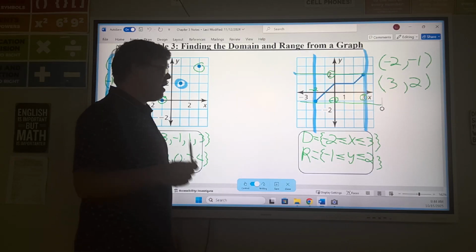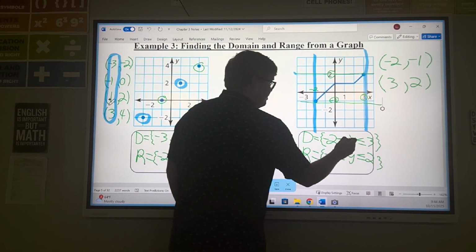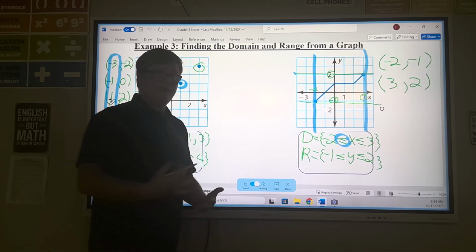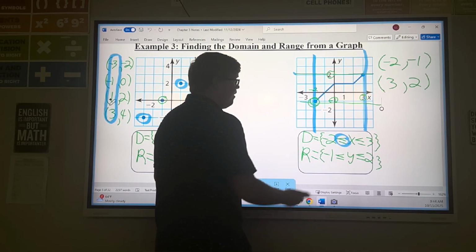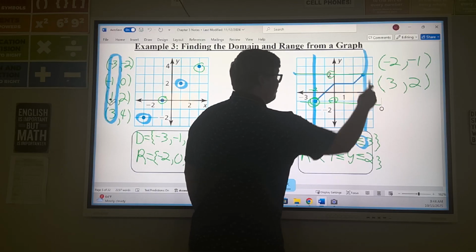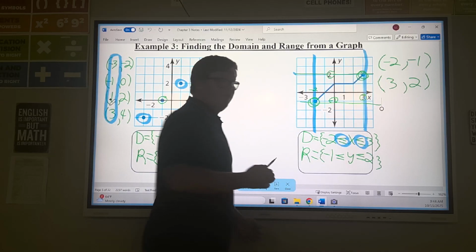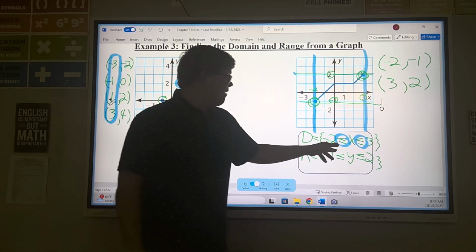Now, one more thing I want to add is the reason we have to put less than or equal to comes from our inequalities, is because we have a closed circle right here. Our second one comes from a closed circle right here. If one of those is open, you do not have to put the equal to sign.